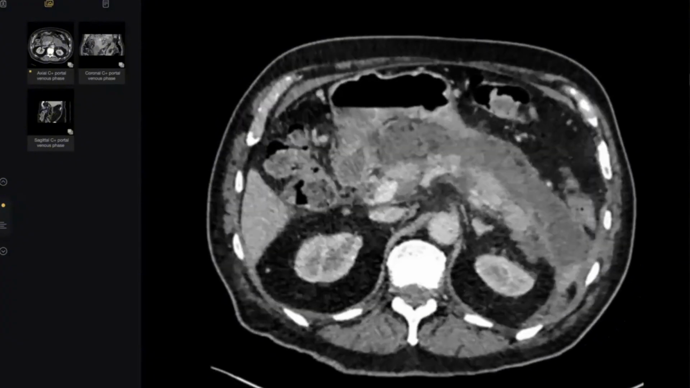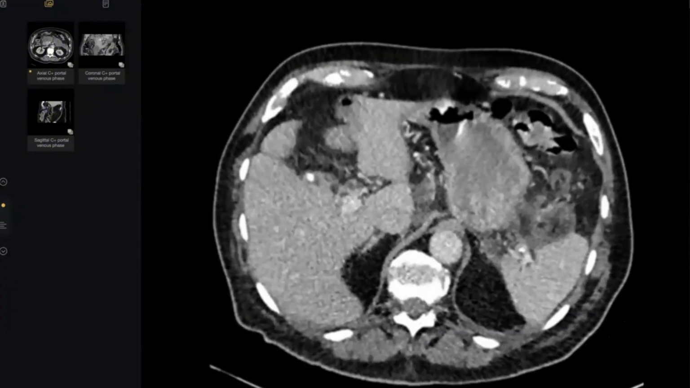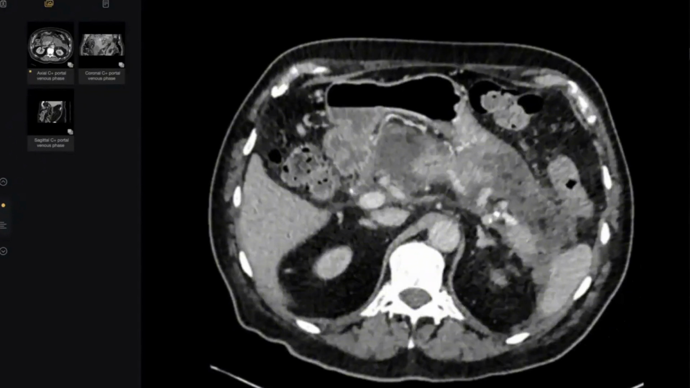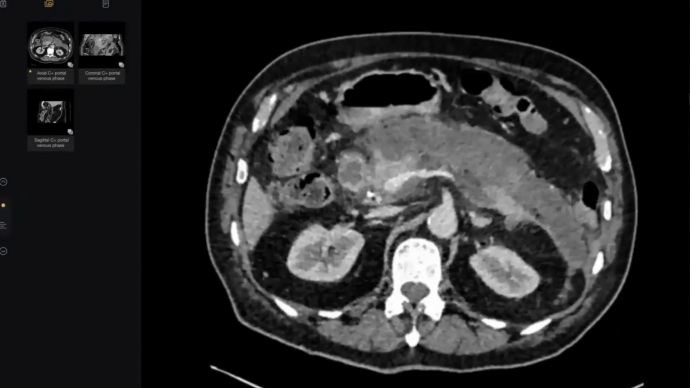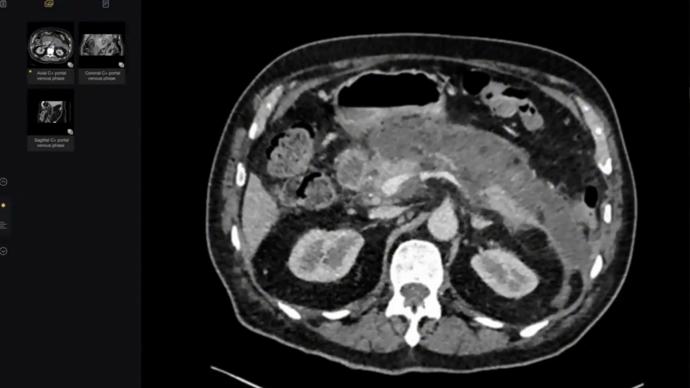My differential diagnosis up to this point is interstitial pancreatitis. Look again. The fluid collection around the pancreas is an inflammatory process. It is pancreatitis. What type? Necrotizing pancreatitis. Why? There are multiple areas of non-enhancing pancreatic tissue.